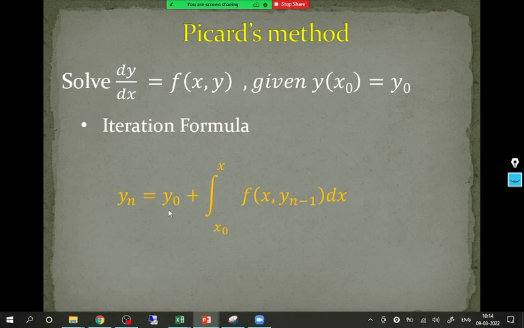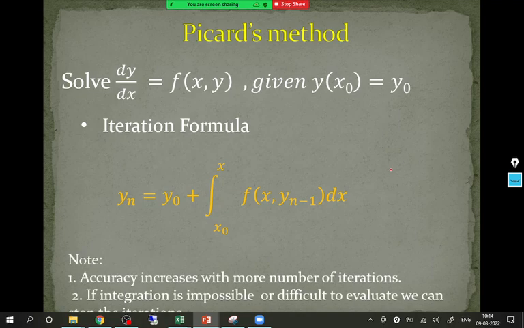Clear? We'll not go into the derivation. The derivation is actually really simple. If you want, you can go through the textbook, and derivation will not come in the exam. You should know the iteration formula to get the iterations of the Picard's here. Okay, so first important thing, remember this formula. And just a minute, are the last lines visible? No, I think okay, no issue.